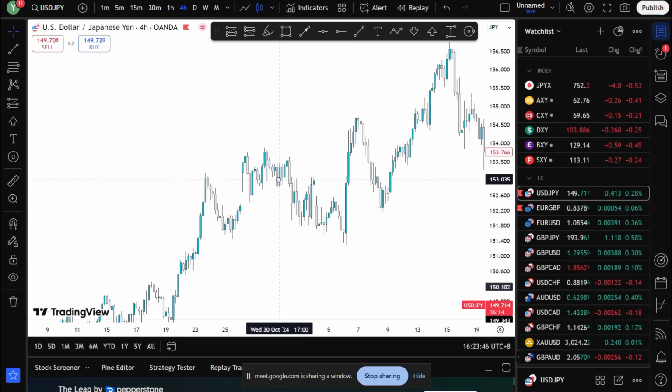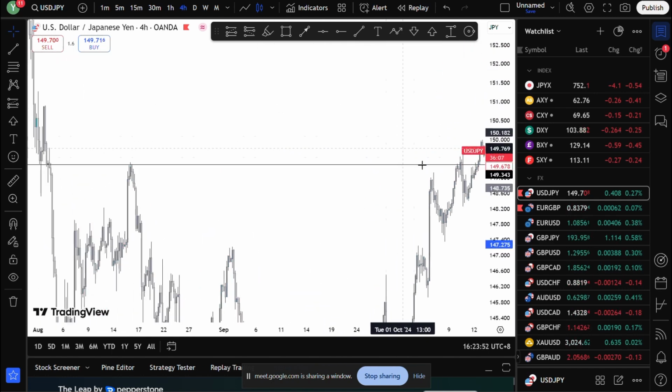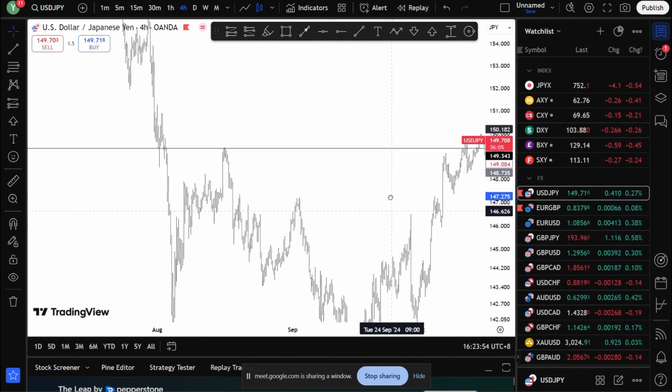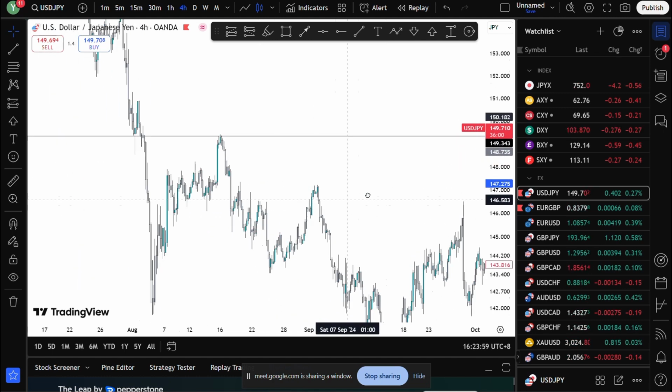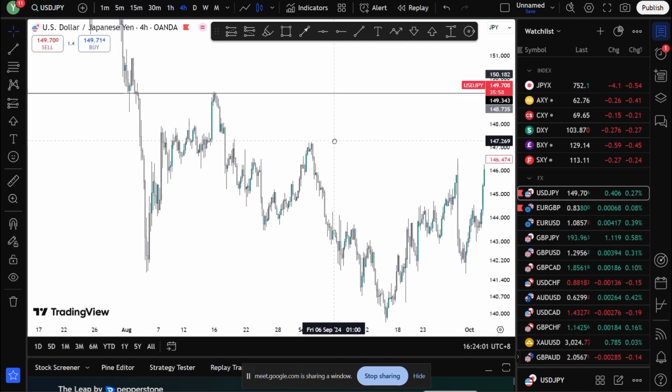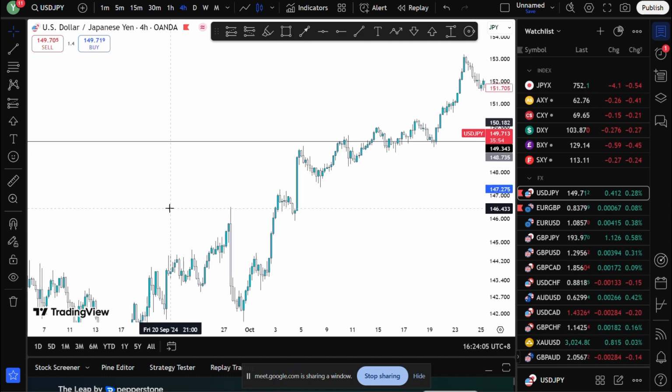I also use supply and demand. I'm still using it right now because I find it quite useful. It works quite okay for me. So I'm still using supply and demand.